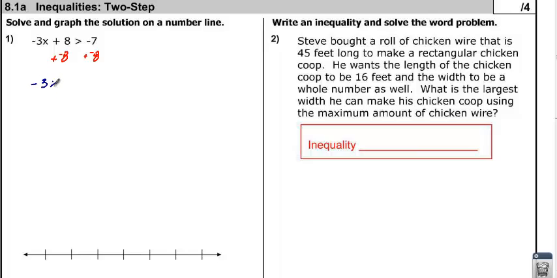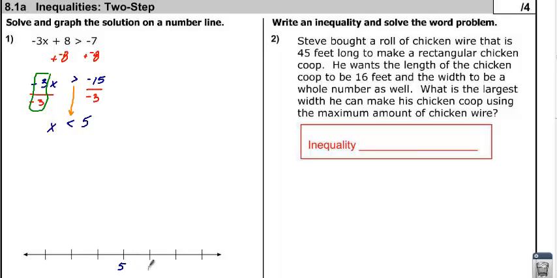This gives us negative 3x is greater than negative 15. Step 2 is to divide by the coefficient on both sides. And we know we divided by the coefficient when we see this big 1 right here. Now when we divide by a negative or multiply by a negative, remember the sign changes direction. So our sign, which was a greater than sign, has to become a less than sign. Negative 15 divided by negative 3 gives us 5. So we know that x is less than 5.